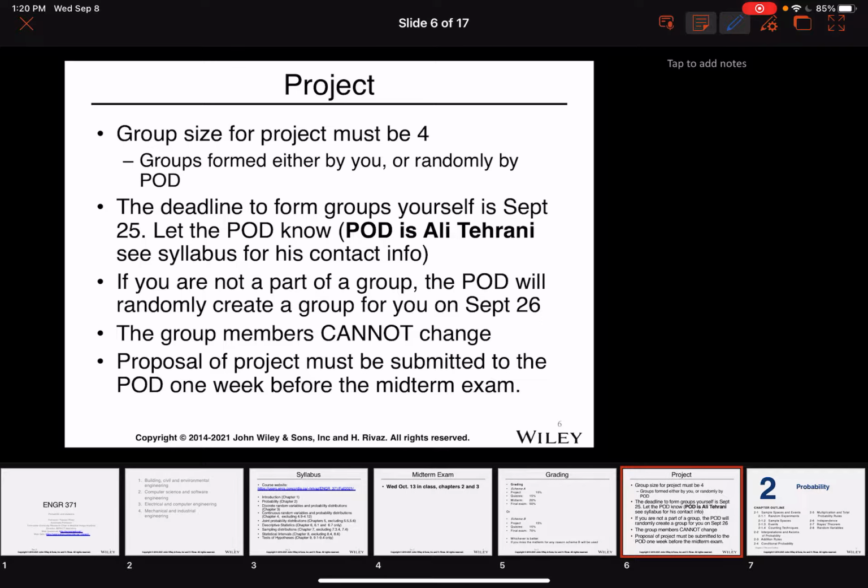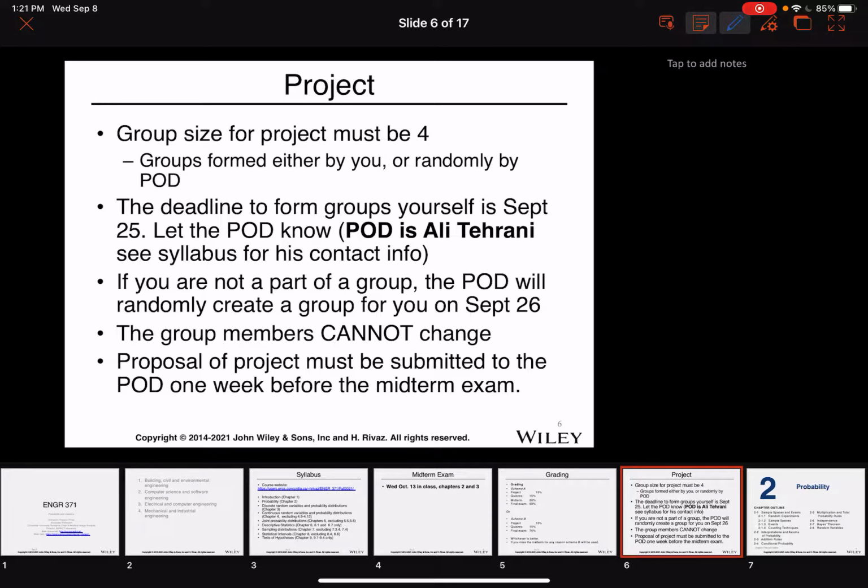There is a project component to this course. You must do the project in groups of basically 4 students, and you can form your group. If you don't form the group, the POD, which stands for Programmer on Duty, will assign you. It's just an admin name. For all you care about, it's basically the TA for the project. His email address is in the syllabus that I have posted on Moodle. I've only mentioned his name here, but you can find his email address on the syllabus. And please read the syllabus.